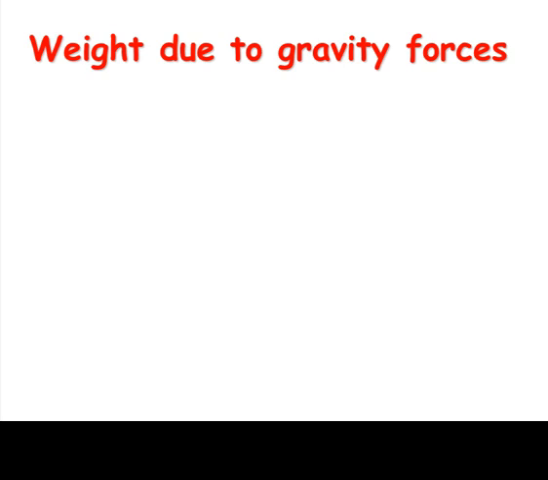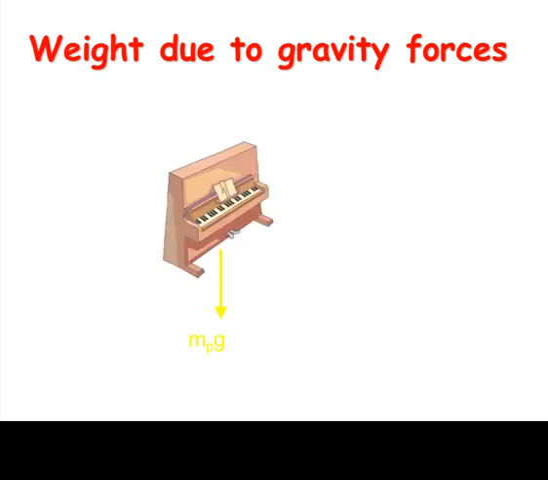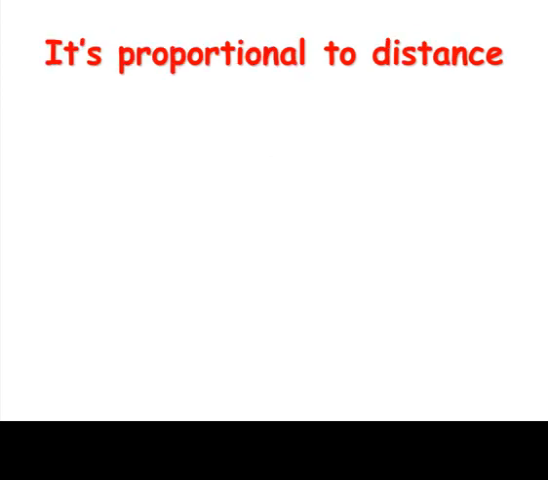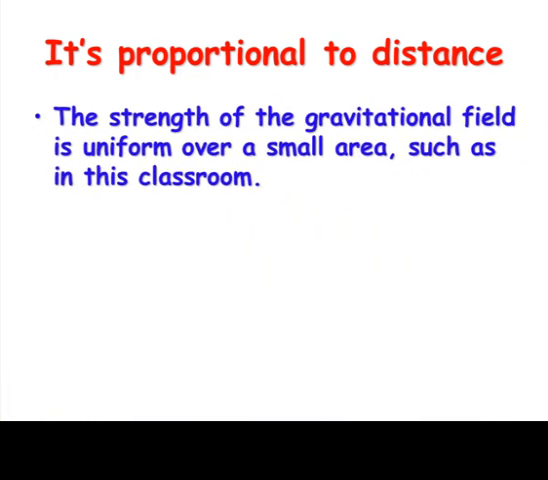So what do gravitational forces cause? Gravitational forces cause weight. Weight is dependent on the mass. So we've got weight for an apple, the weight of a piano is greater, the weight of a tank even greater. So it depends on the mass of the object as to the weight or the gravitational force that it will experience. Now Newton's law of gravitation tells us that strength is going to be related to the distance.